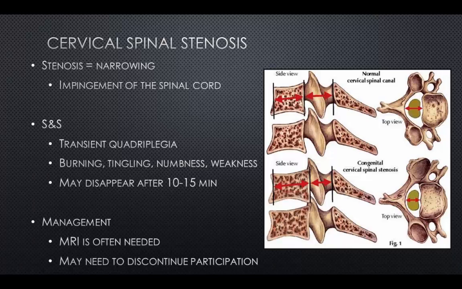Common signs and symptoms include transient quadriplegia, which means they have a paralysis of all 4 extremities that comes and goes, burning, tingling, numbness, weakness, and symptoms may disappear after 10 to 15 minutes. An MRI is often needed to determine the management for cervical spine stenosis. If spinal stenosis is discovered, an athlete may need to discontinue participation, especially if they are participating in a contact sport such as lacrosse, rugby, or American football.